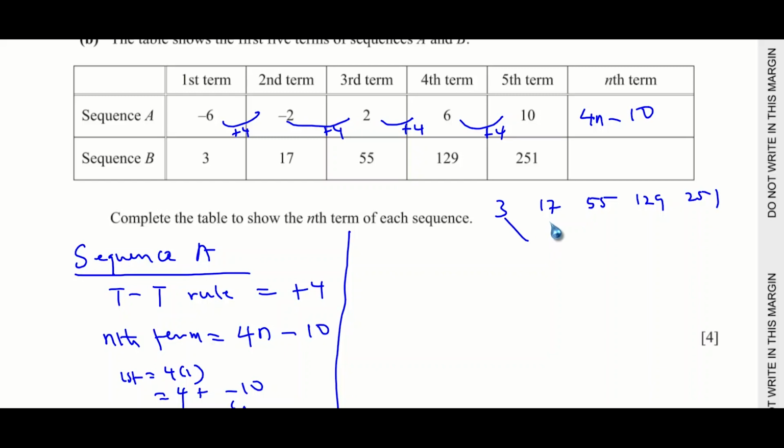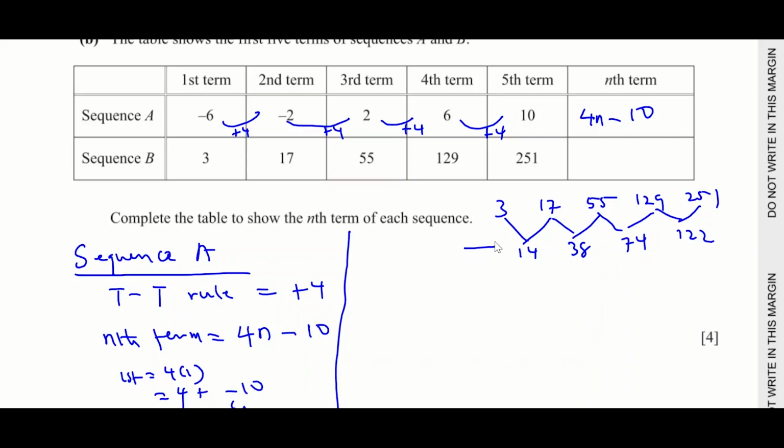So if you subtract this from this, what do we get? 17 minus 3 will give us 14. 55 minus 17 gives us 38. Then 129 minus 55 should give us 74. And 251 minus 129 should give us 122.